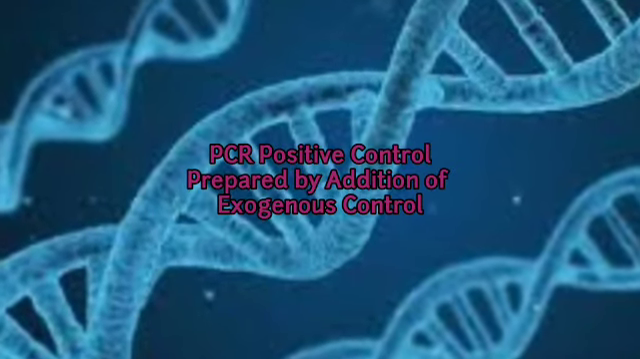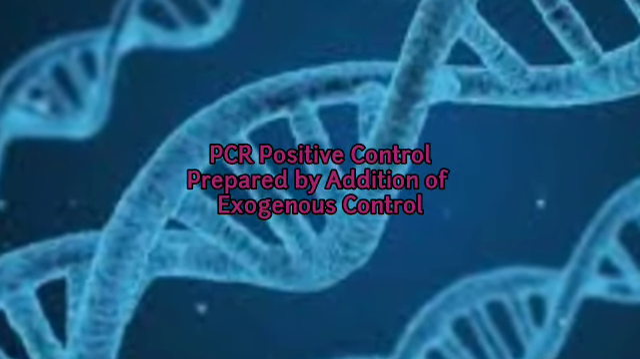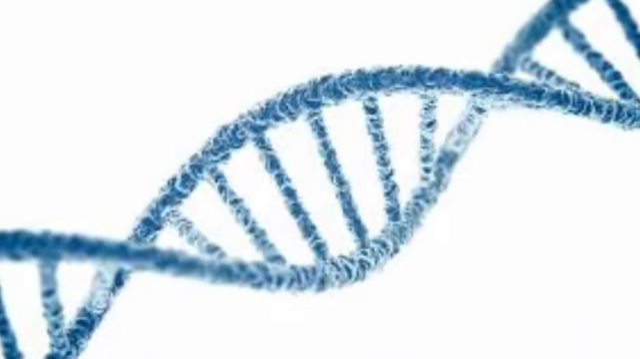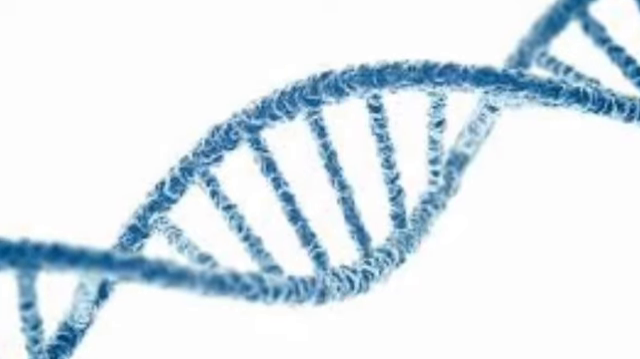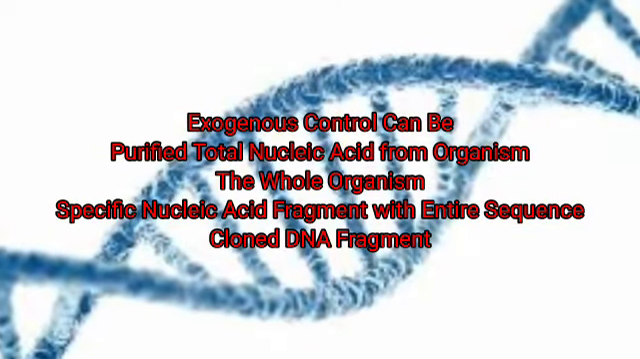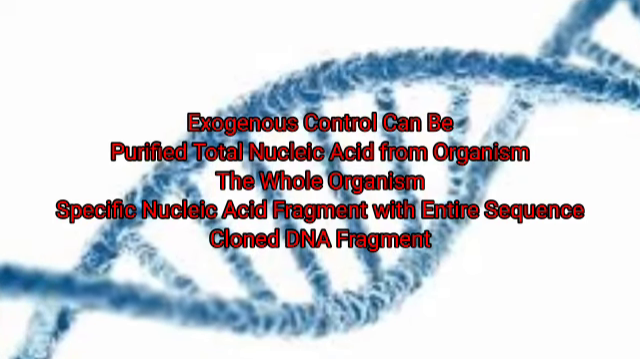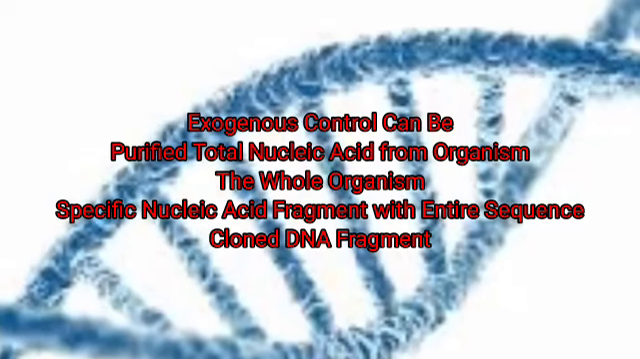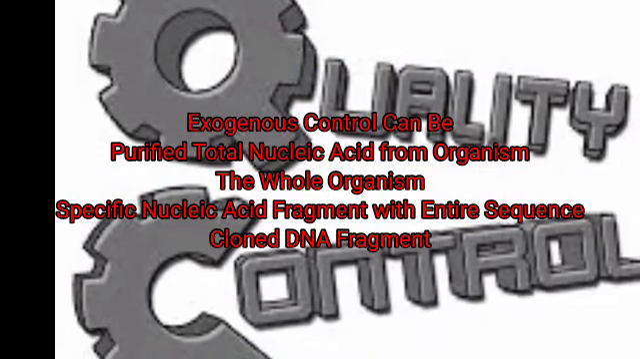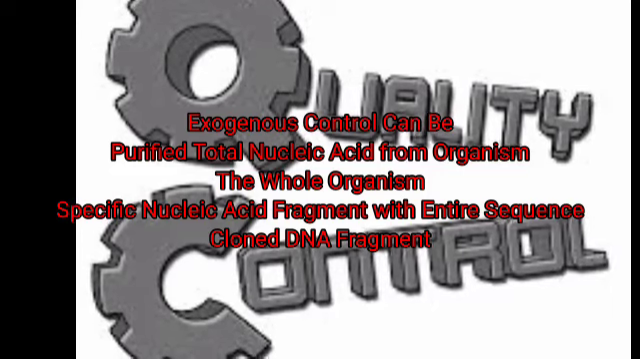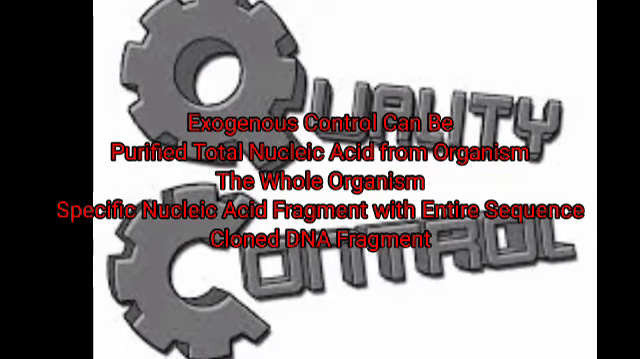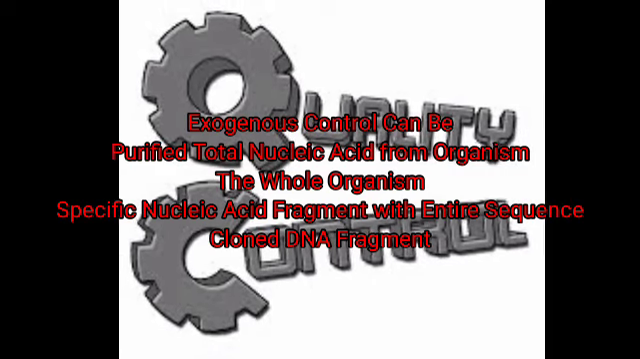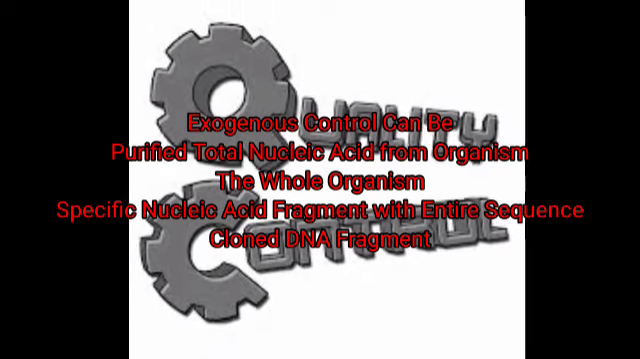PCR positive controls are prepared by addition of an exogenous control to the master mix. Exogenous controls can be any of the following: a purified total nucleic acid extract from the organism containing the sequence of interest. It can be the whole organism, which may be used when the nucleic acid target of interest can be released from the seeded organism by heating before or during PCR.